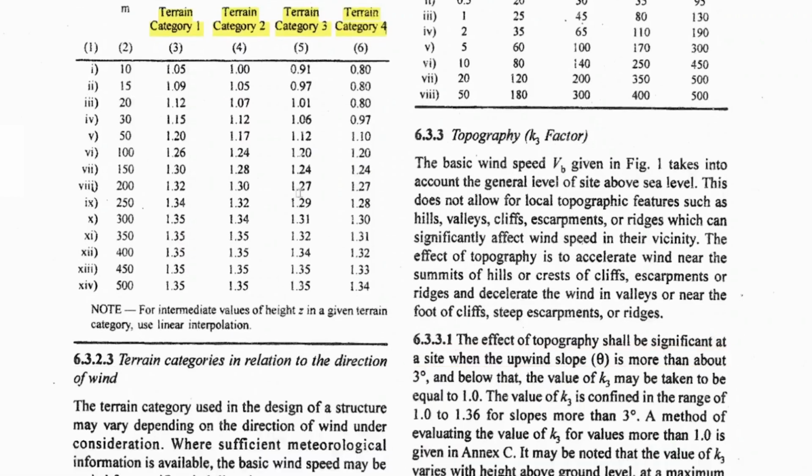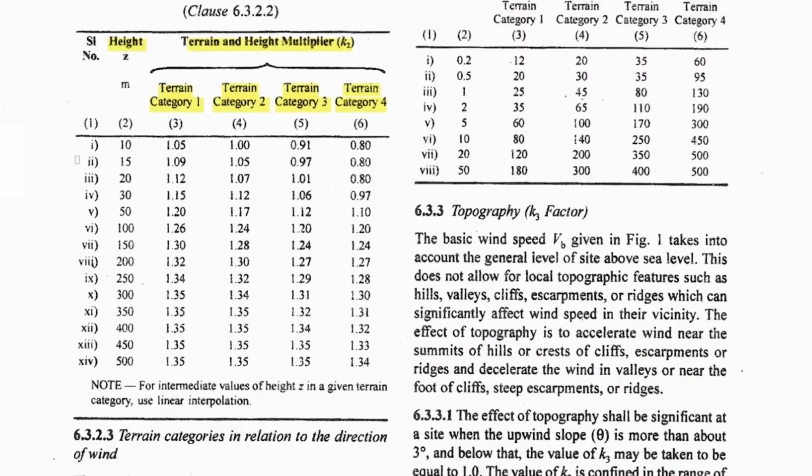So before moving to terrain category, let's see this Table 2 first. Here we have this height. At 10-meter height, we have to consider the K2 according to, let's say our terrain category is third, so we have to consider 0.91. At 15, we are going to consider 0.97. At 20 meters, we are going to consider 1.01. So here you can see it is a cumulative height of the structure.